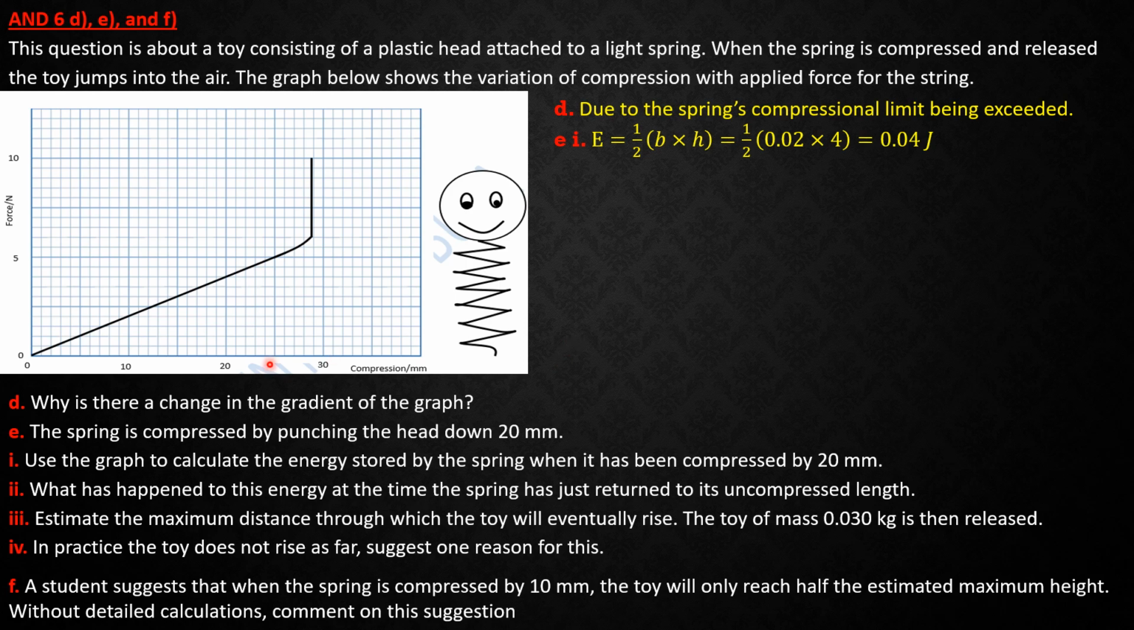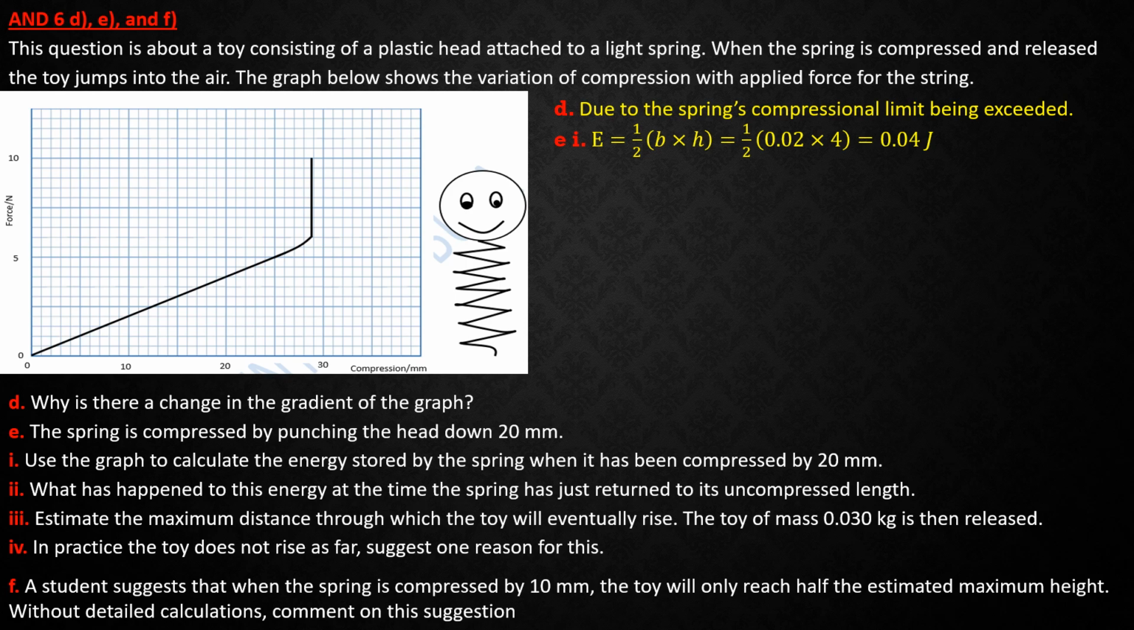So the energy stored by the spring, this is our 20 millimeters here. So we're just going to come here, and the energy stored by this spring is basically going to be the area under this graph from the point of origin all the way to this 20 millimeters. So what is this area? Of course, it's just this triangle. So we actually have half base times height, gives us that.